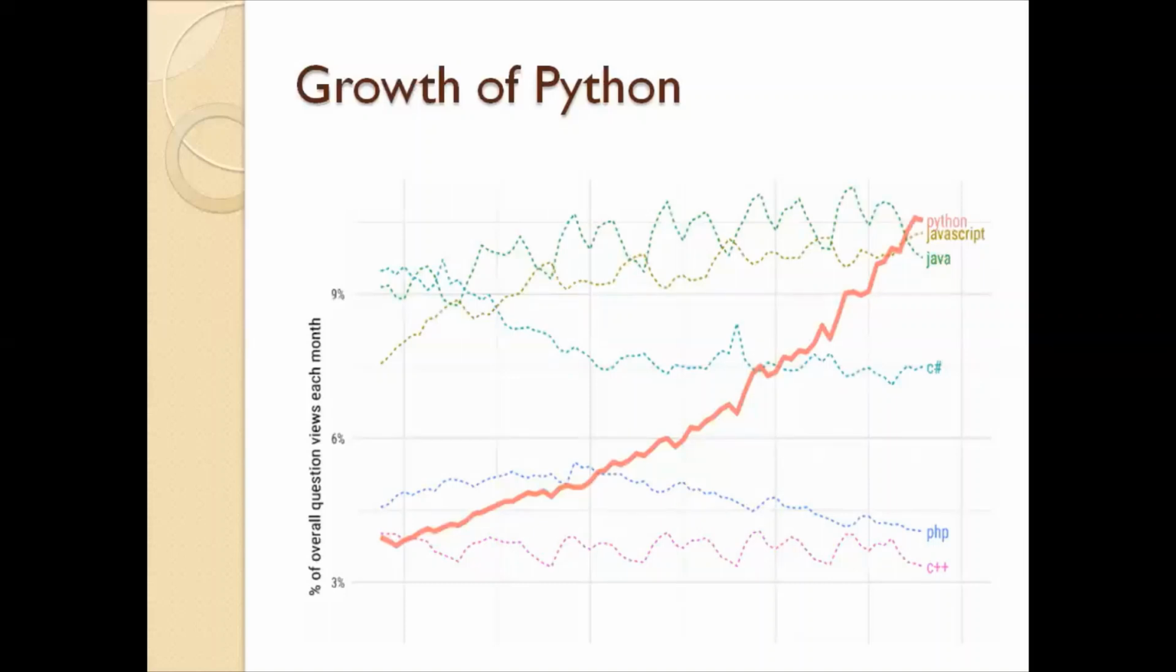Now, growth of Python. By seeing this slide, you are able to understand how much growth happened for Python compared to other languages. Java is there, JavaScript is also there. But the growth of Python is this much. No doubt it is because of machine learning and data science. Because we know other examples also.